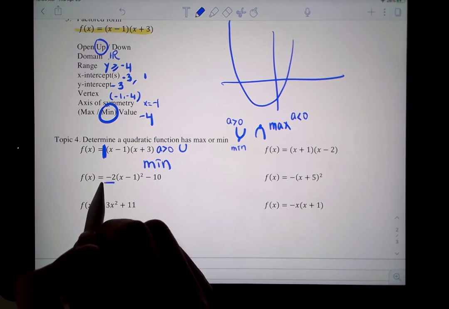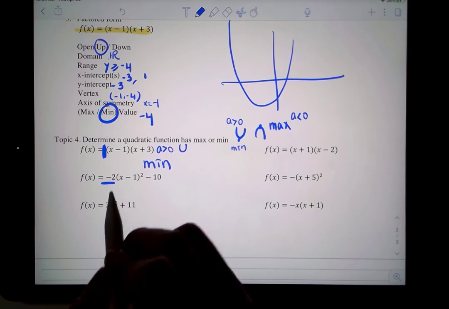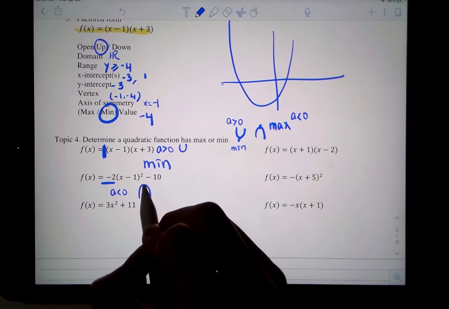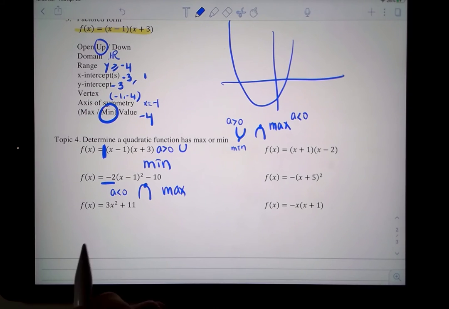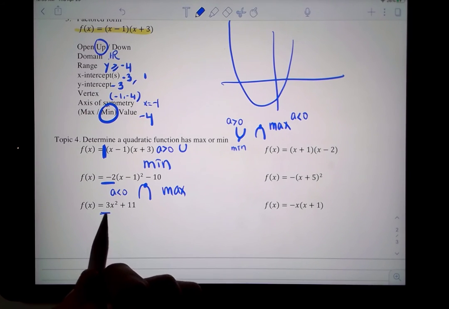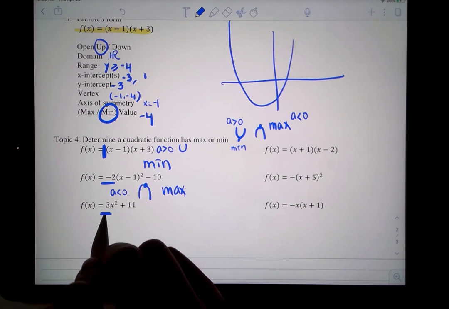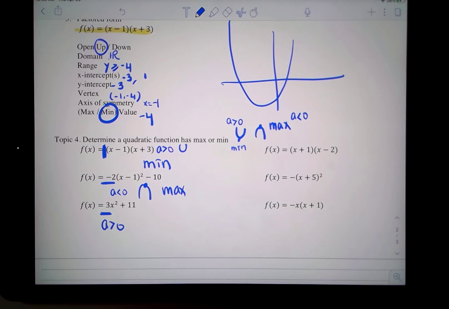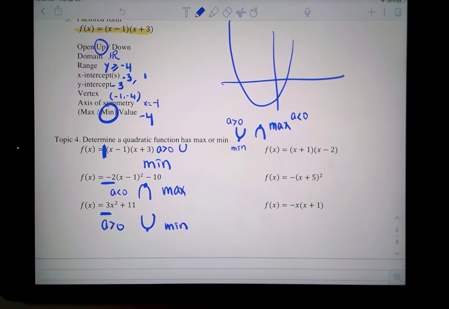What about this one, guys? That's vertex form. Your A is negative 2. So A is negative, and your graph looks like this. You have a maximum, right? And for this one, look at A. That's standard form, or that could be vertex form. But anyway, your A is positive 3. A is positive, and the graph looks like this. You have a minimum, right?